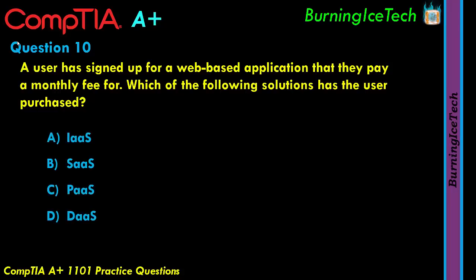So if you look at the first one here, out of the 4 answers, we've got IaaS. The I stands for infrastructure. So that's infrastructure as a service. B is software as a service. C is platform as a service, and D is desktop as a service. So it's basically just the front letter that keeps changing here. So looking at the very first one, infrastructure as a service, what classifies as infrastructure?